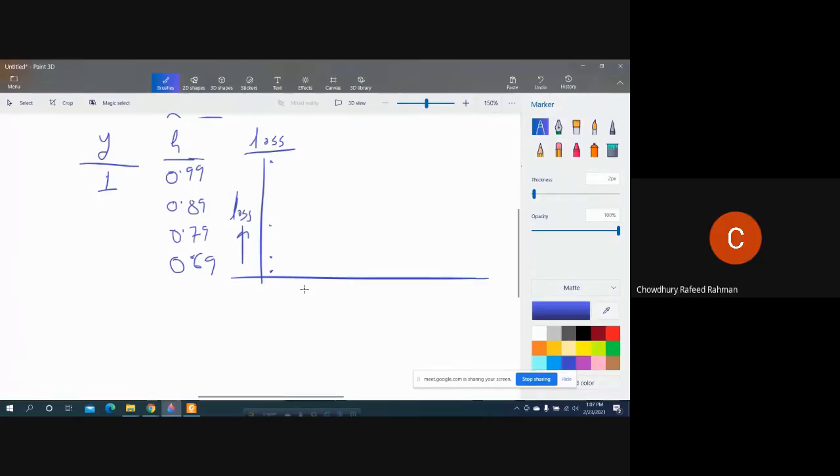The loss is actually going up exponentially. Is that clear? Yes, sir. It is not going up uniformly. If it went up uniformly, then this point would be right here and this point would be right here. But it's actually going up exponentially.